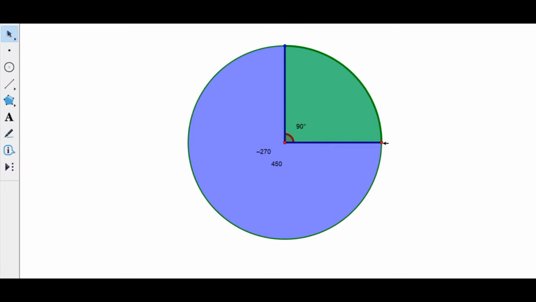So if I started here and I rotated in the negative direction, I would go 90 degrees, 180 degrees, 270 degrees. Also, if we started here and we went all the way around the circle, that's 360 degrees, plus another 90 degrees would take us back up here, which gives us the 450 degrees. So coterminal angles are really just going to come from adding and subtracting whole circles.